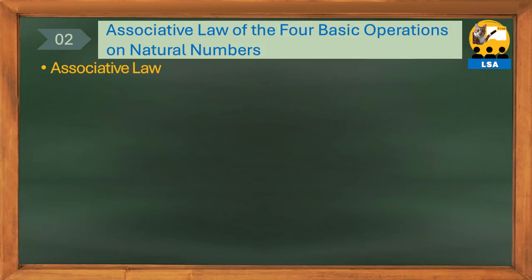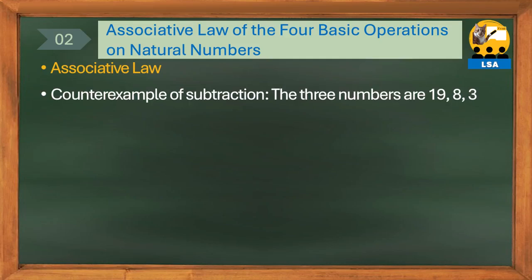The associative law requires 3 numbers by definition. As a counterexample for subtraction, we set the 3 numbers for the operation as 19, 8, and 3, which results in a closed operation. Calculating the first 2 numbers first gives an operation value of 8, and calculating the last 2 numbers first gives an operation value of 14, which are different from each other. Therefore, the associative law does not hold.